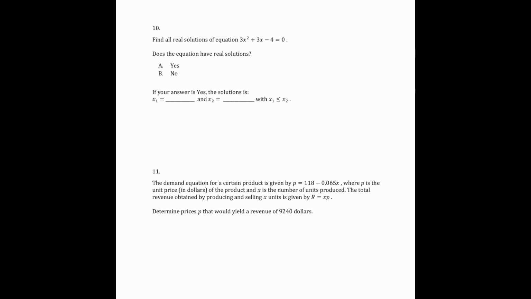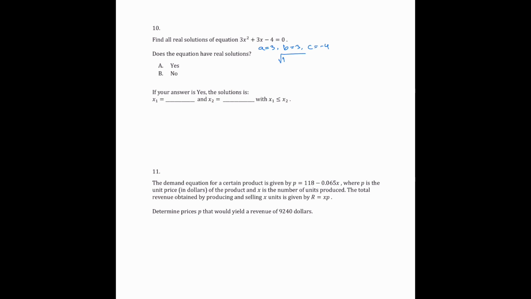First, we need to check the discriminant. We know that a is 3, b is 3, and c is equal to negative 4. We need to check the discriminant. If the discriminant is positive, then the solutions are real. If it's negative, then they are imaginary or complex solutions.